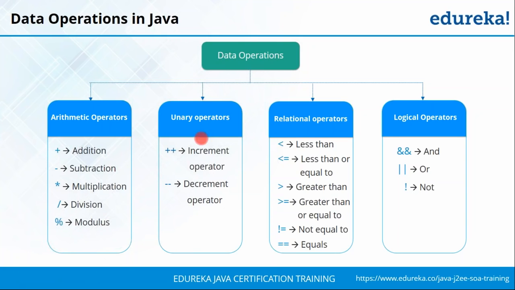Now the unary operators basically are increment and decrement value. So let's say there is a specific value that you have initialized.